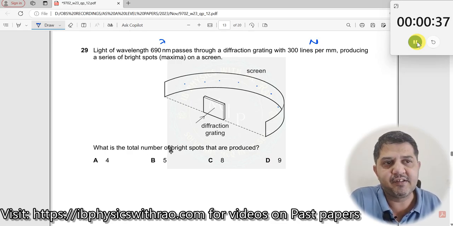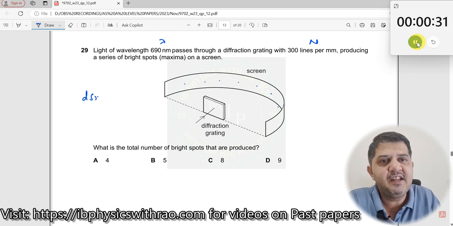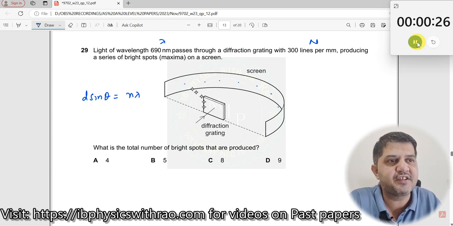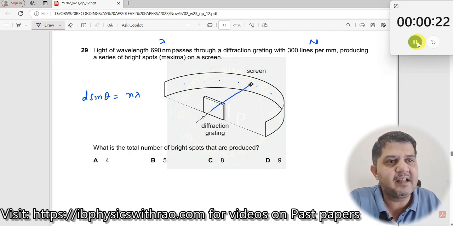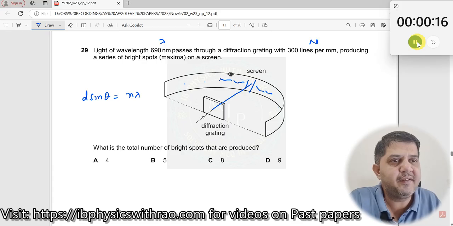How do I determine this? The equation governing this diffraction grating is d sine theta equals n lambda, where n is the order of diffraction. Usually at this point you will get a bright spot, and then slowly there will be a fading intensity. However many spots you get here, you get the same number here also.